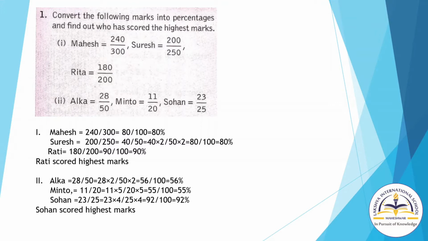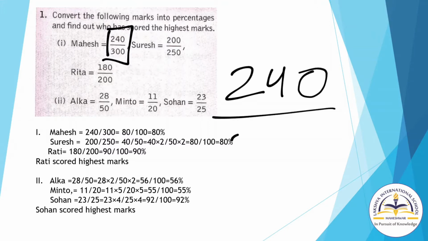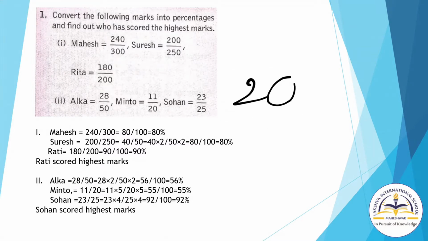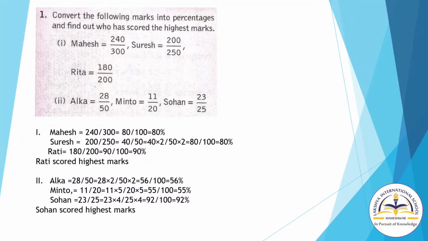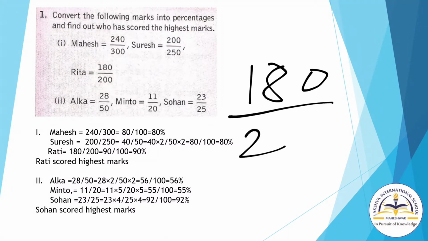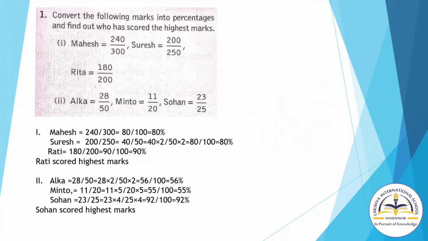For the first, it is given 240 divided by 300, means he scored 240 marks out of 300, and Suresh scored 200 marks out of 250, and Rita scored 180 out of 200. Now we have to calculate their percentage and then compare which scored the highest percentage or highest marks. First we will calculate for Mahesh.